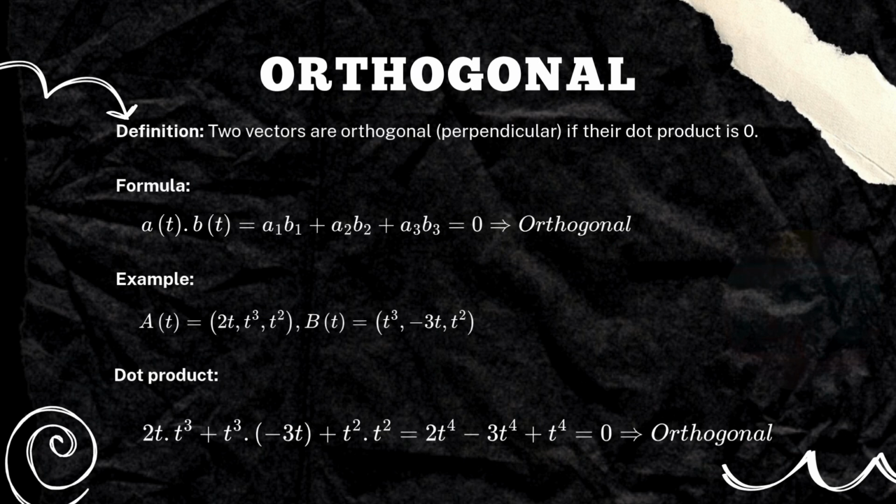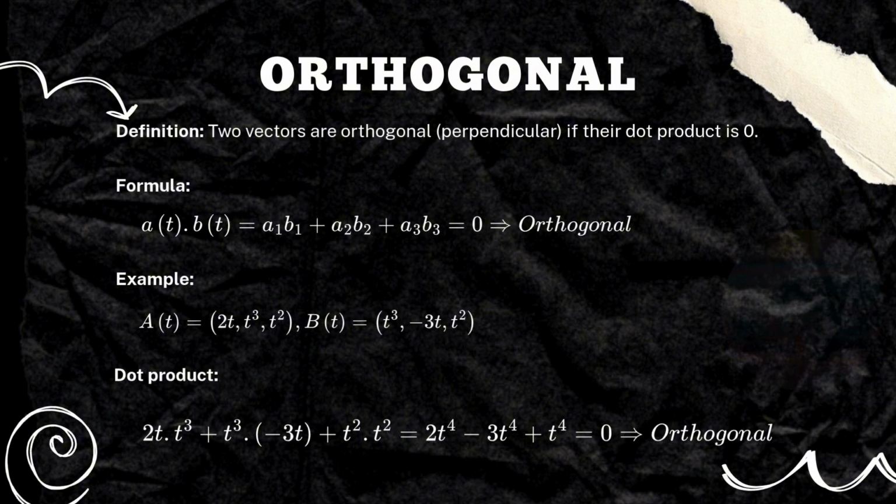Orthogonal. The definition of orthogonal is that two vectors are orthogonal (perpendicular) if their dot product is 0. So based on the formula, we need to multiply a with b. When the answer is 0, it is orthogonal.